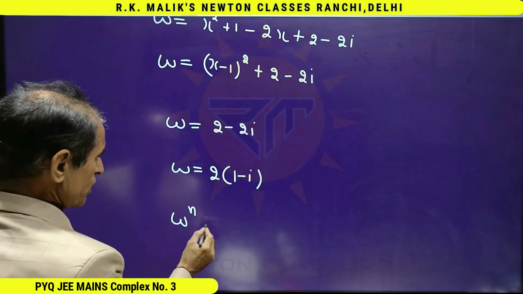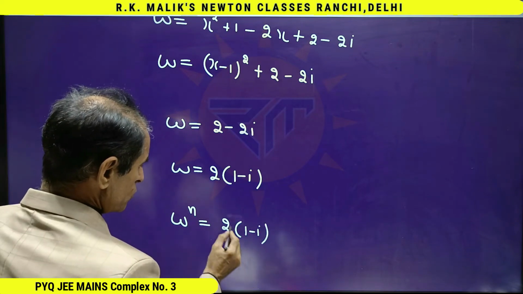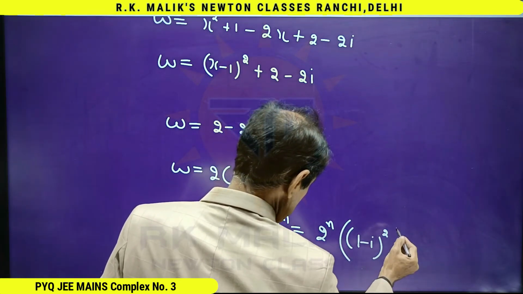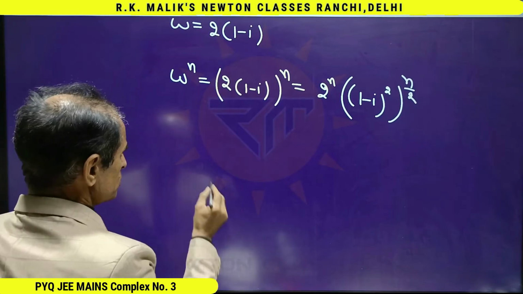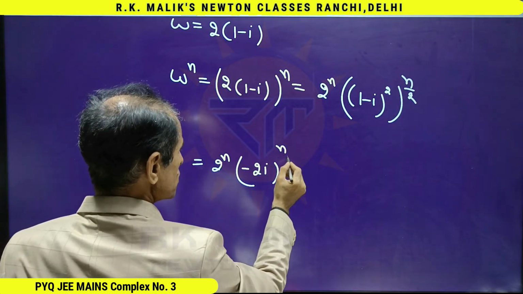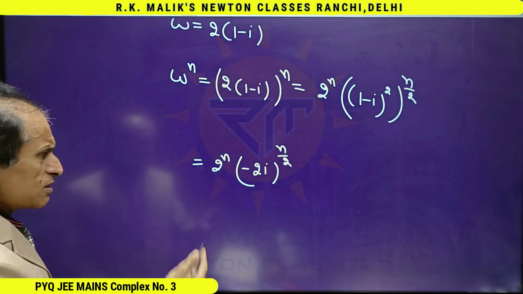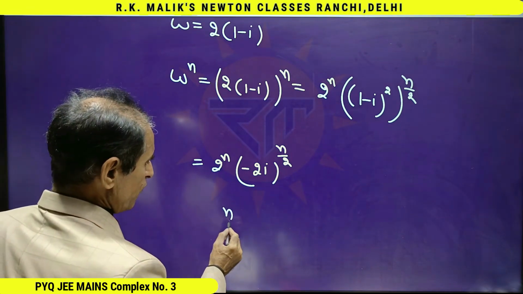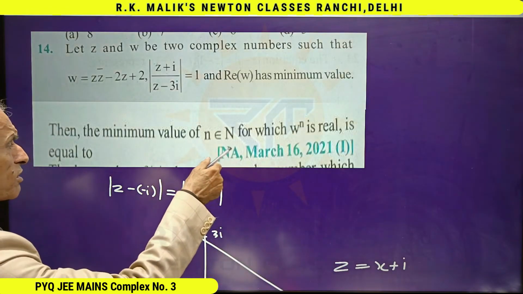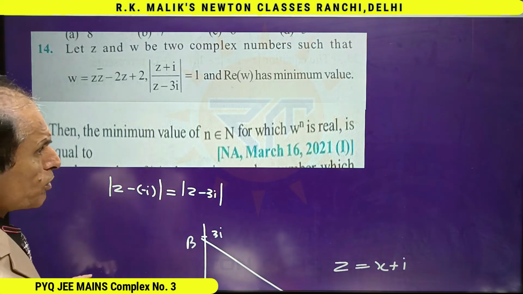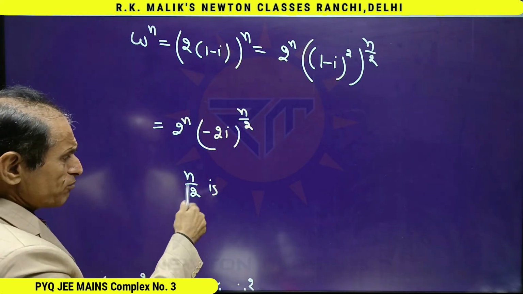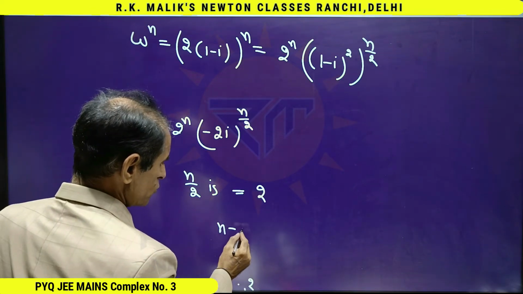Now W to the power n becomes 2 into (1 minus i), whole to the power n, which is 2 to the power n into ((1 minus i) to the power 2) whole to the power n by 2. This is equal to 2 to the power n into (minus 2i) to the power n by 2, and clearly this will become real if n by 2 is in the form of 2, 4, 6, etc. But we wanted the minimum value of n so that W to the power n is real. Hence clearly the minimum value of n is when n by 2 is equal to 2, that is n is equal to 4.